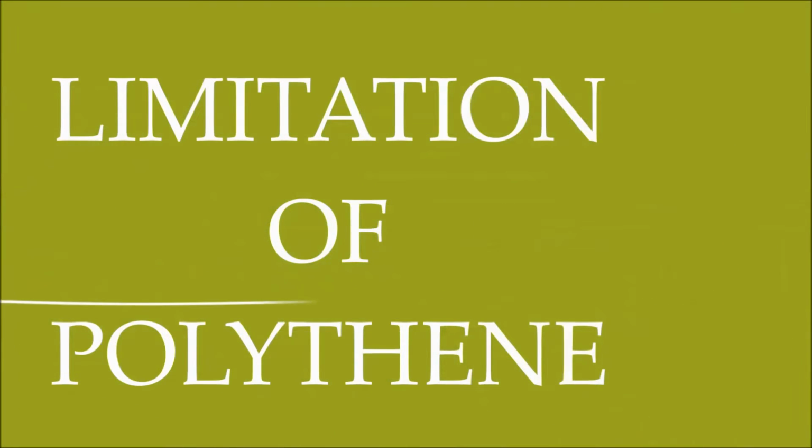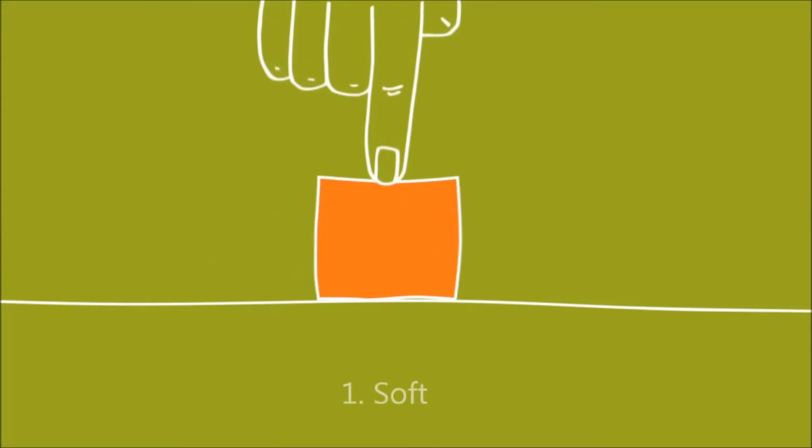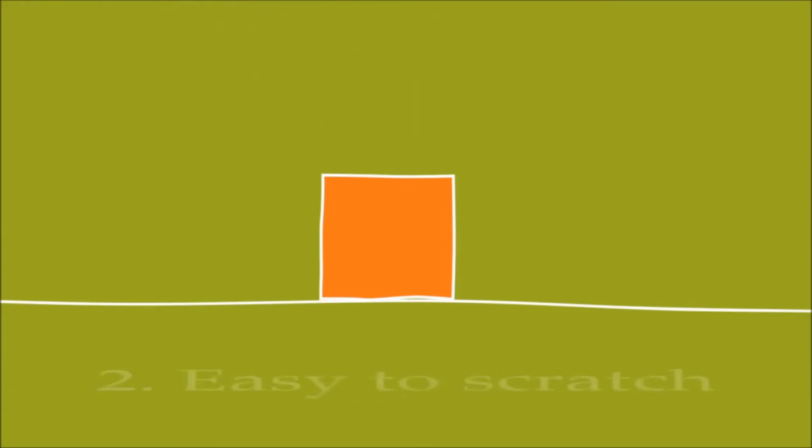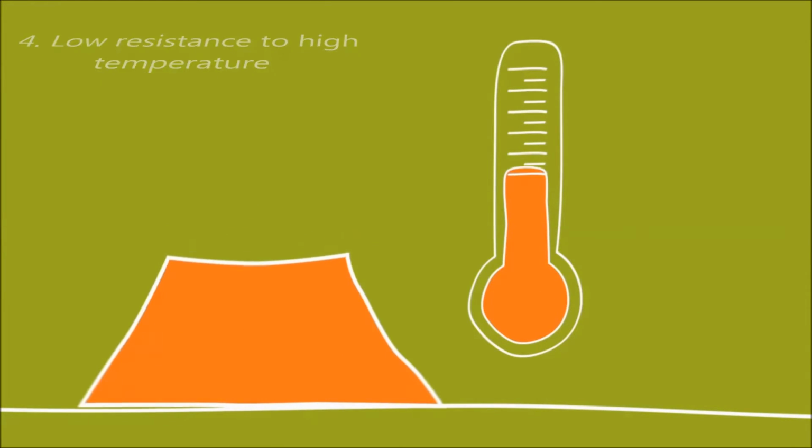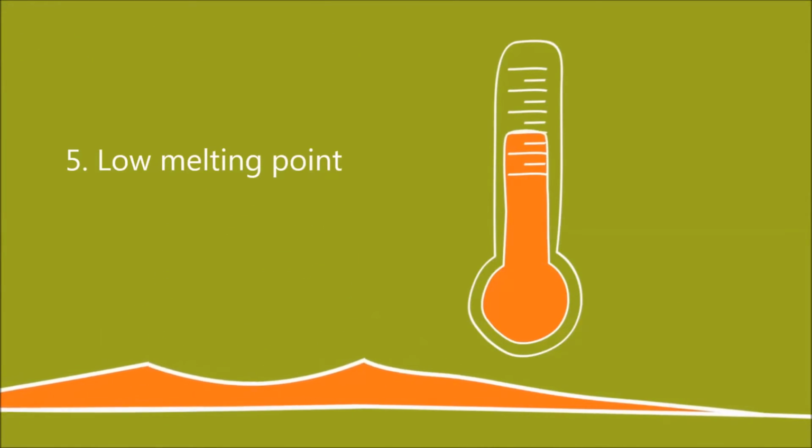There are some limitations of polyethylene. They are soft, easy to scratch, not stiff, with low resistance to high temperature and a low melting point.